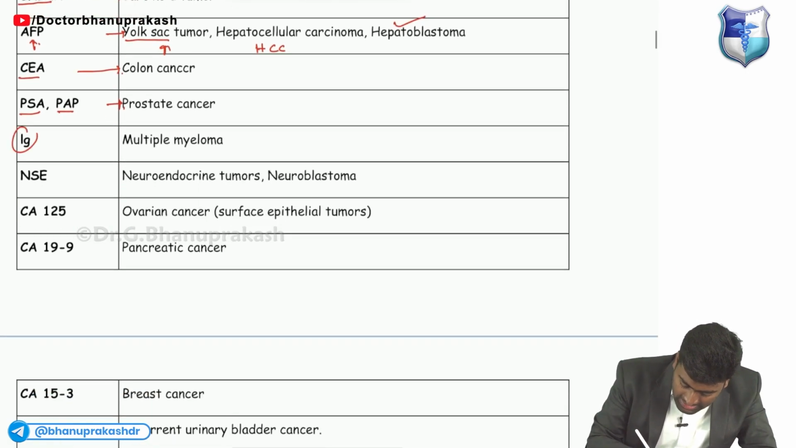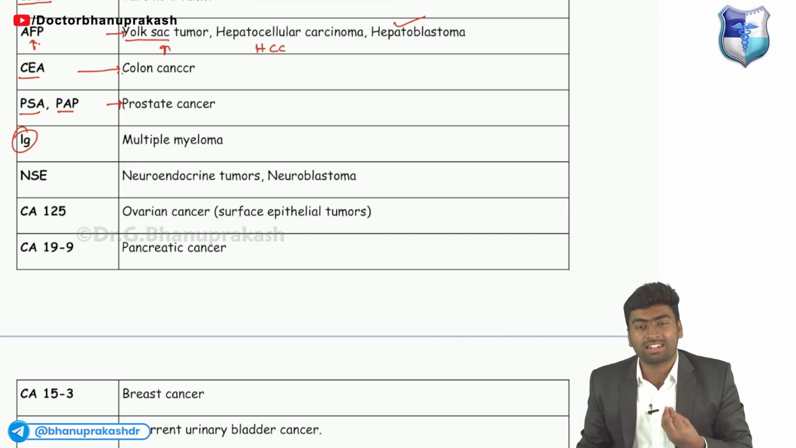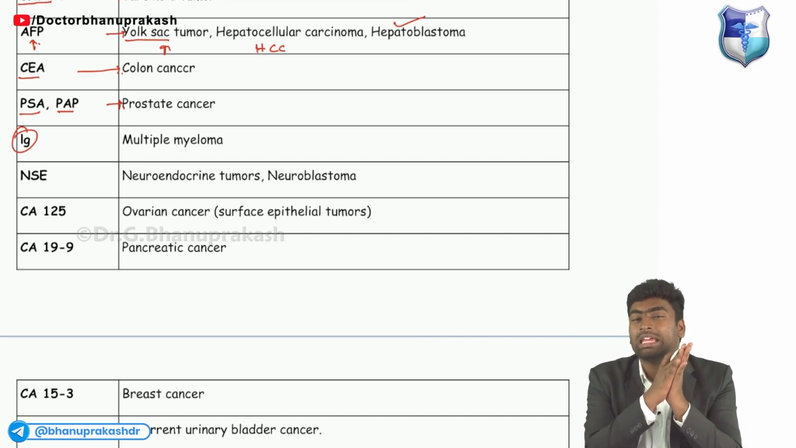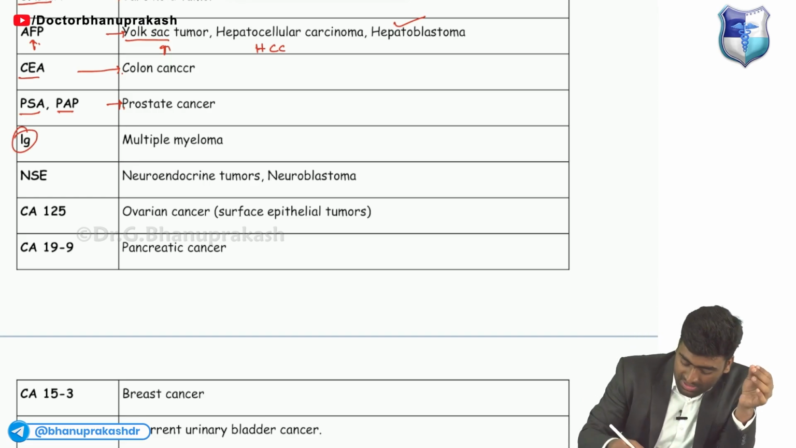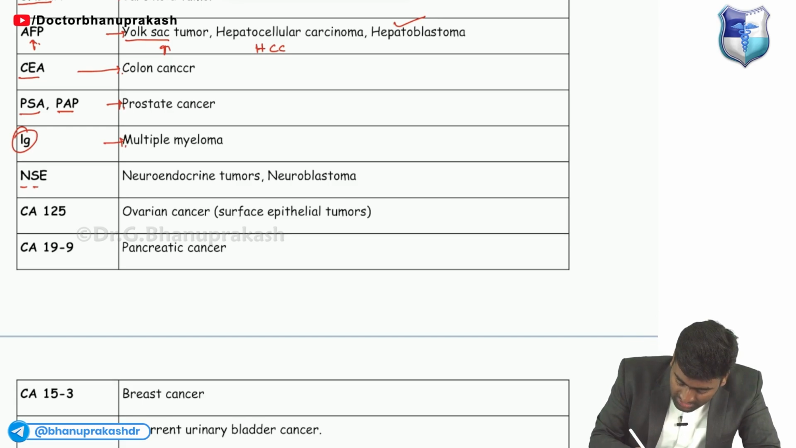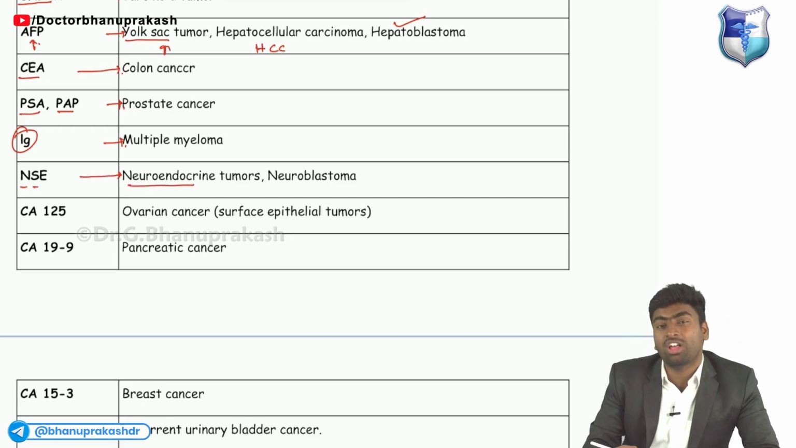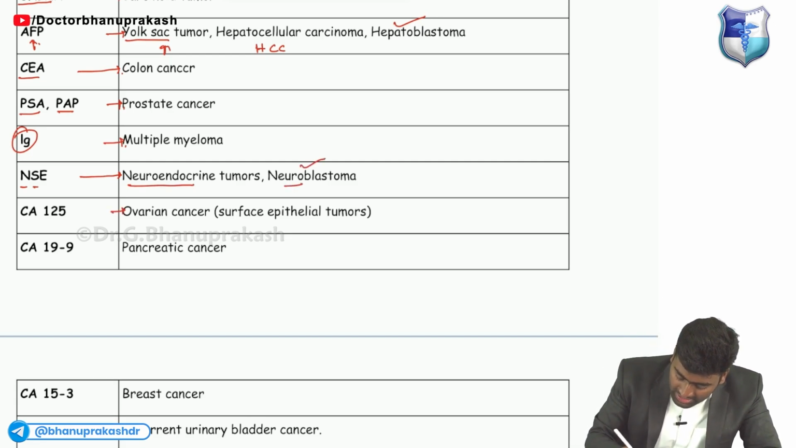And we know in a case of multiple myeloma, there will be mostly a defect in the light chains, and there will be an enormous amount of immunoglobulin production. So multiple myeloma will use immunoglobulins as tumor markers. And neuron specific enolase will be used in a case of neuroendocrine tumors like small cell lung cancer and neuroblastoma. And for ovarian, it is CA 125.